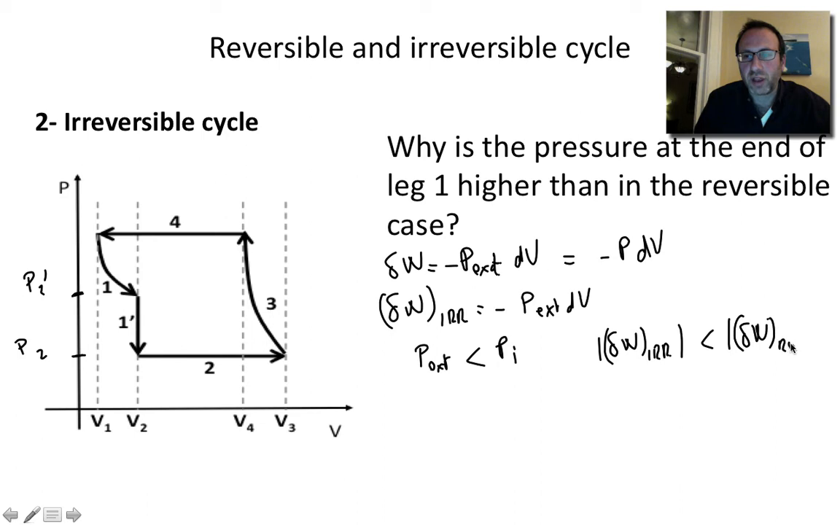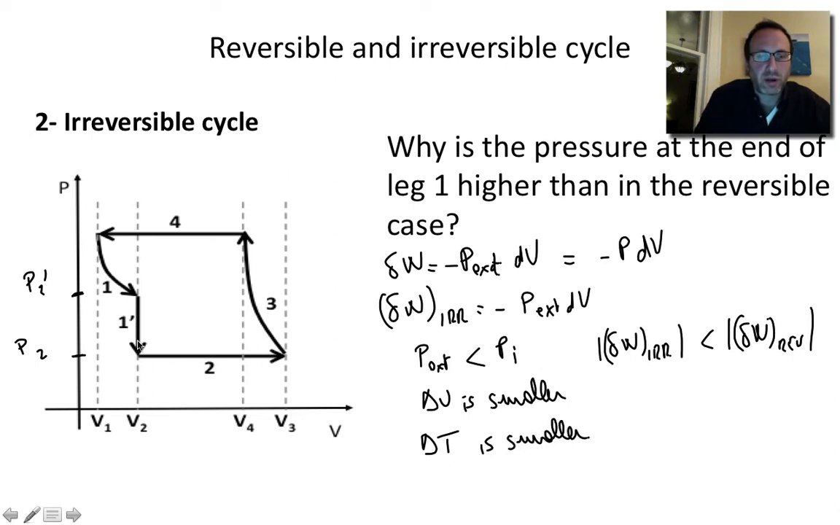In this case, the work is negative, and so if the gas has done less work, it will have cooled down less, so it will have lost less energy, so delta U is smaller. So this means that delta T is smaller. And so if the final volume is the same, it means that T, let me call it 2 prime, the temperature at this point is larger than the temperature at this point here. And so we conclude that P2 prime has to be larger than P2.